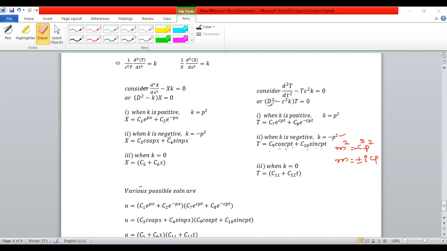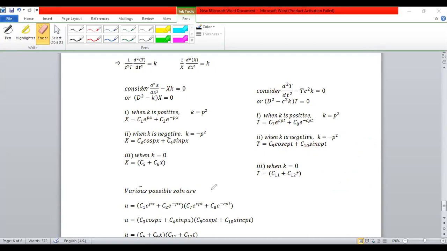Last, when k is equal to 0, the auxiliary equation will be m square is equal to 0. Therefore, m is equal to 0, 0. Therefore, the solution will be, rule number 3 applicable here, c11 plus c12 into t into e power 0t. E power 0t is 1.